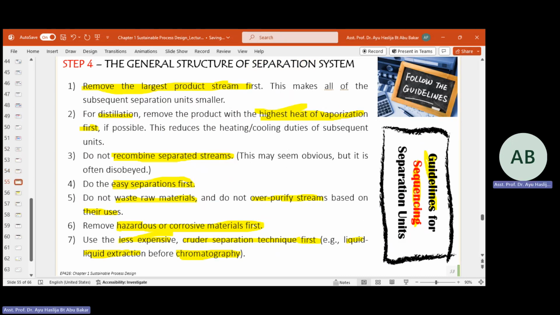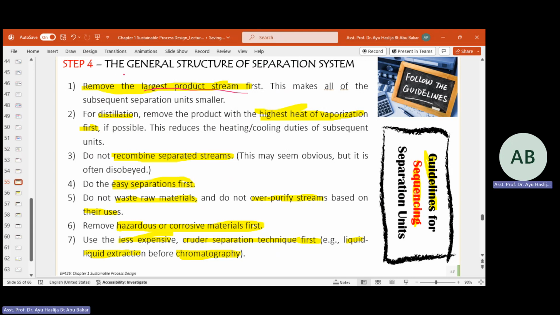Now, these are the guidelines that you need to understand. Usually we focus on distillation. First thing, this is just a guideline, not compulsory to follow step by step. Remove the largest product stream first, that is easier.